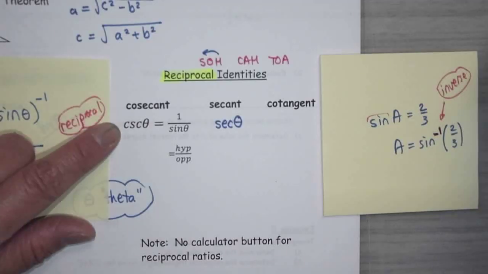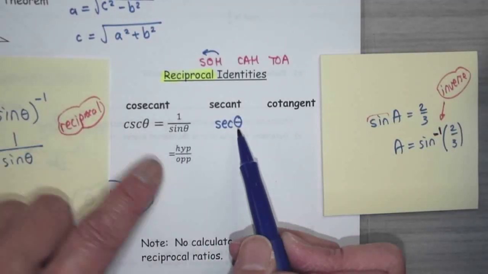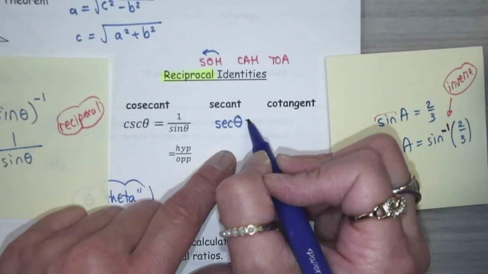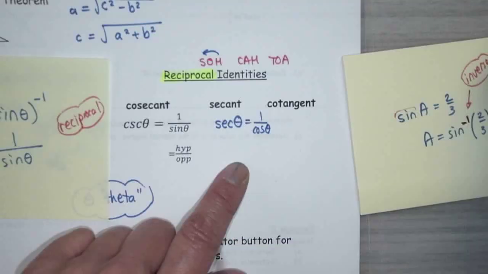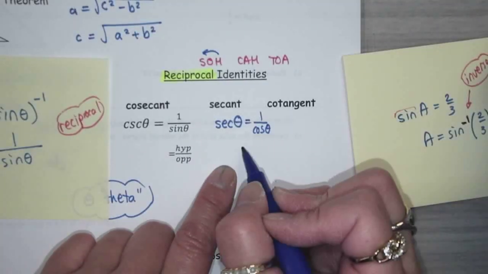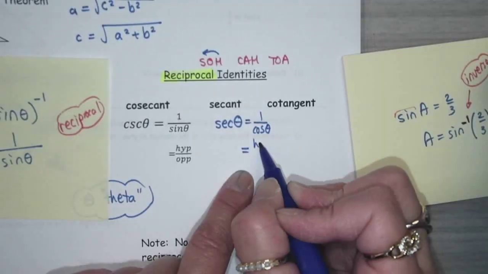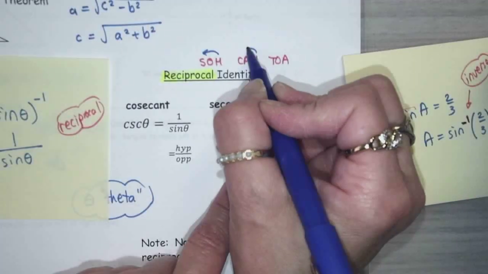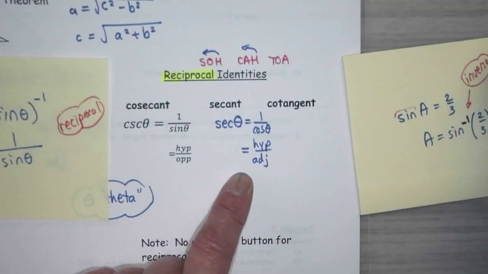I want to point out a couple things. The reciprocal of sine is called cosecant. The reciprocal of cos, I wrote that too big, is secant. So if I read cos backwards, it's going to be hypotenuse over adjacent. Does that make sense how I'm getting that?